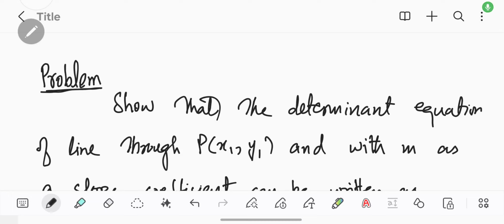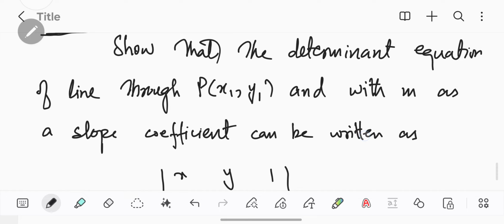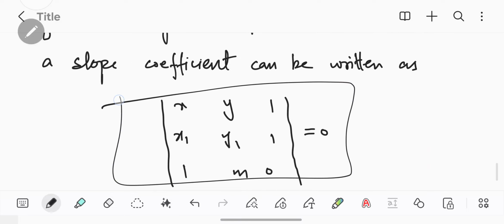Hello, in this video we will solve a problem based on the determinant equation of line. Since in the previous video we have already proved what the determinant equation of line is, in this video we will solve a problem. So in this problem we have to prove that the equation of line through this point and with slope m can be written as this determinant equation of line.